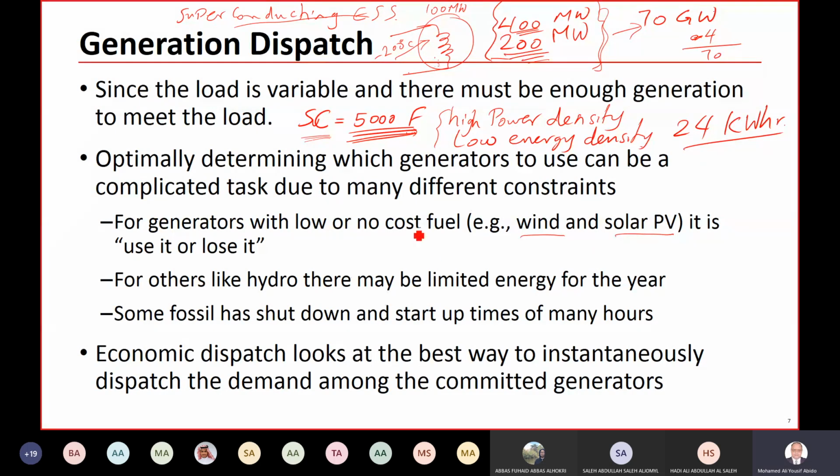You need also to utilize them efficiently. And you need to extract the maximum power from the wind, maximum power from the solar PV. So you have to take this into consideration when you dispatch. But unfortunately, this type of renewable energy, we call them undispatchable sources. And you cannot rely 100% on those sources.